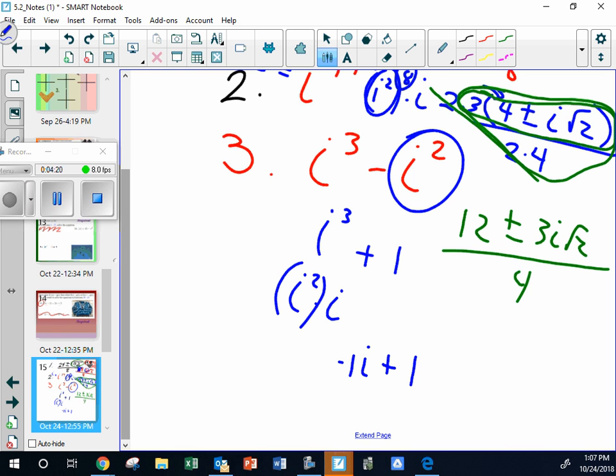Who knows a smarter right answer? Yes? 1 minus i. Why do you have to put the whole number first? Because the real part is, I shouldn't say whole number, the real number first. That's supposed to be first. And the second part, that's supposed to have the imaginary stuff in it. Okay.